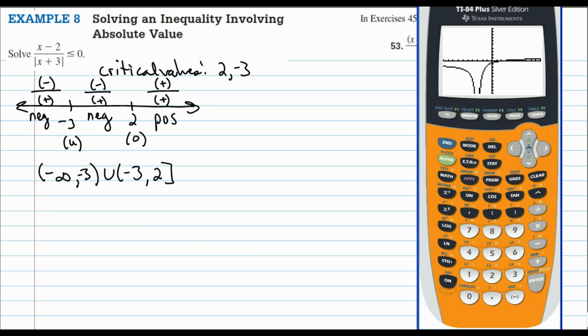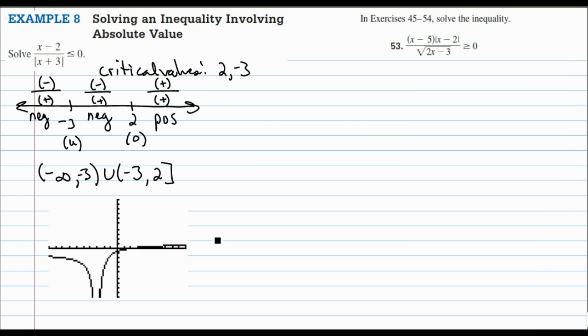I'm going to graph this on my calculator. Oh, look, there it is. So you can see there are negative values up until the vertical asymptote at negative 3, negative values again after that, and finally at the x value 2, the y values become positive going above the x-axis. So I checked my solutions graphically.